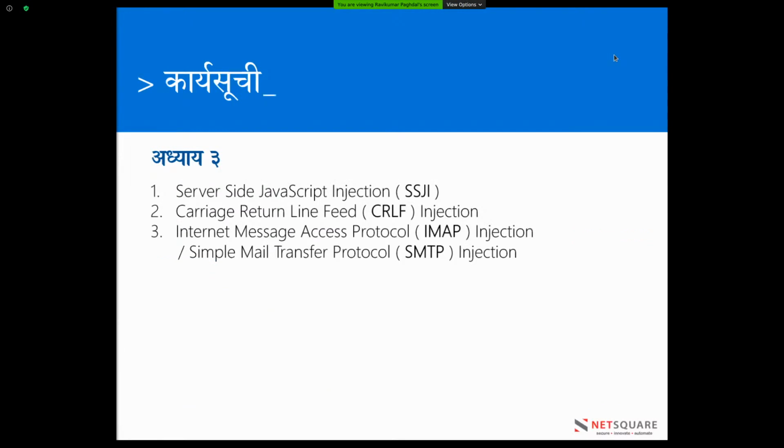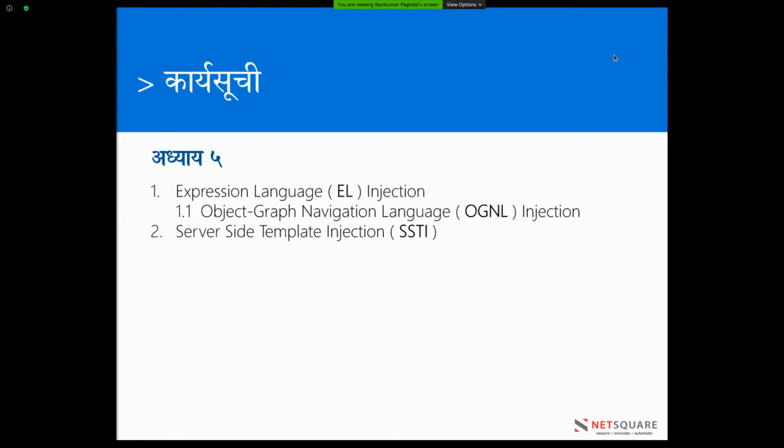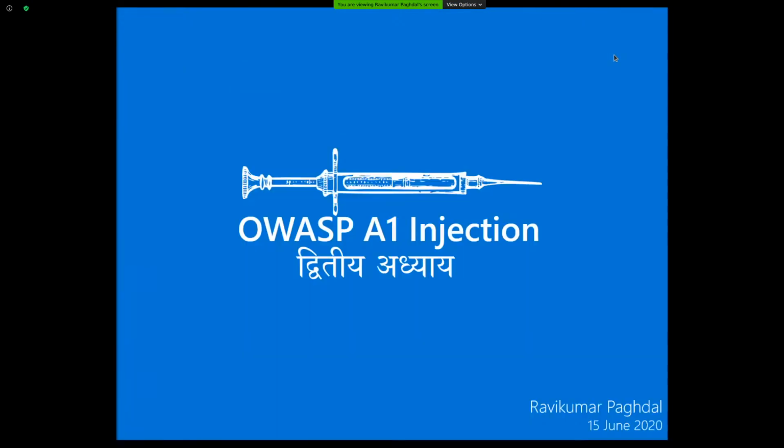I will cover in A3 SSJI, server-side JavaScript injection, CRLF injection, IMAP injection, and SMTP injection next month. Then further in A4, LDAP injection, XPath injection, and host injection. In A5, I'll cover EL injection, expression language injection, part of object graph navigation language injection, and server-side template injection. And last, in A6, I'll cover XML injection and XSLT, extensible stylesheet language transformation injection. So let's start with the second one.